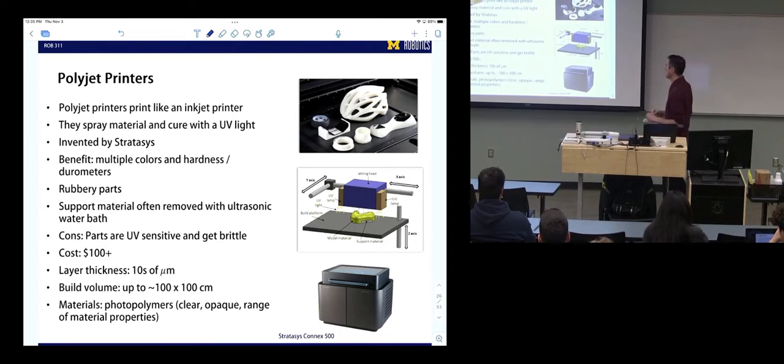We've had the 2 places I worked before this, those in my lab. They were cool. They're really neat. They print really, really nice parts, but they get brittle over time. They're cured with UV light.